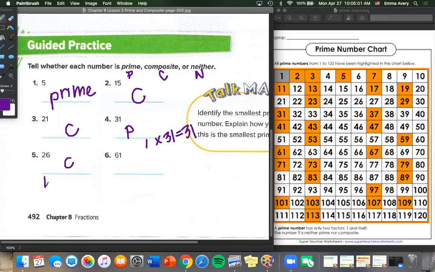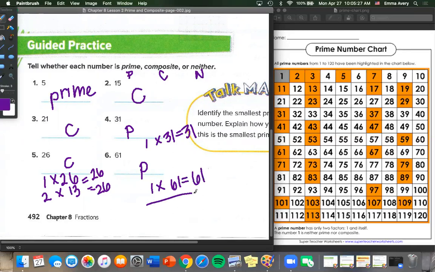And we can also check that because we know it's 1 times 26, or 2 times 13 equals 26. So there are multiple factors, so it must be composite. Let's look at 61. 61 is highlighted, so it must be prime. Because 1 times 61 equals 61, and then there's nothing else. Let's go on to the next page.